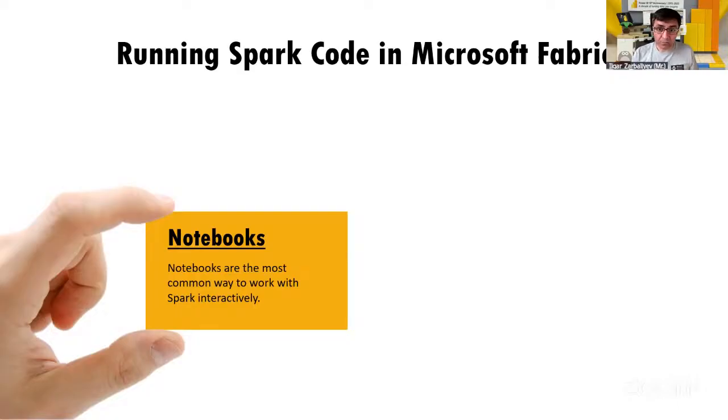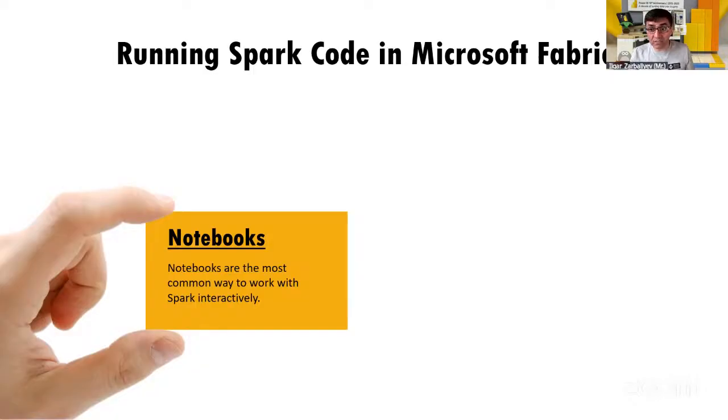Let's start with notebooks. Notebooks are the most common way to work with Spark interactively. They are ideal for exploring data, performing analysis, testing transformations, and developing solutions step by step. And a notebook allows you to combine text, images, and executable code into a single interactive document. This makes it easy not only to write code, but also to document your thought process, explain your logic, and collaborate with other team members.